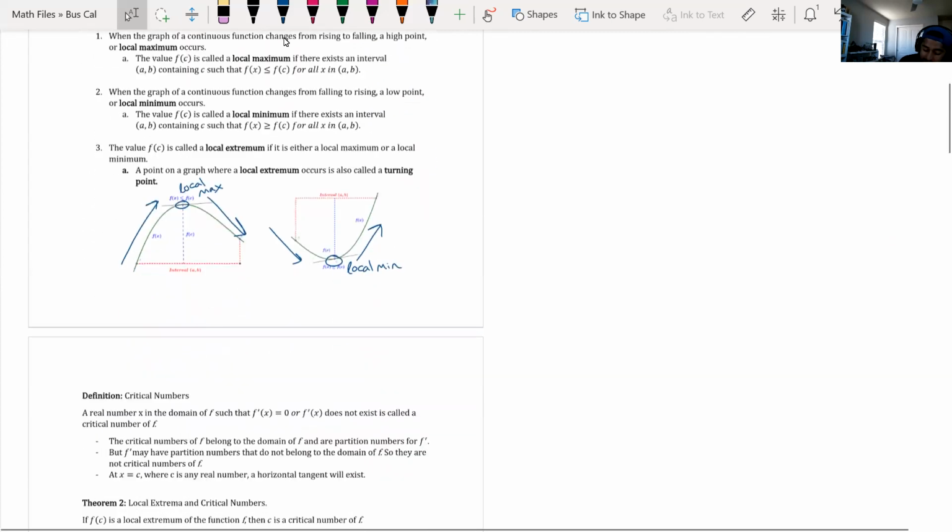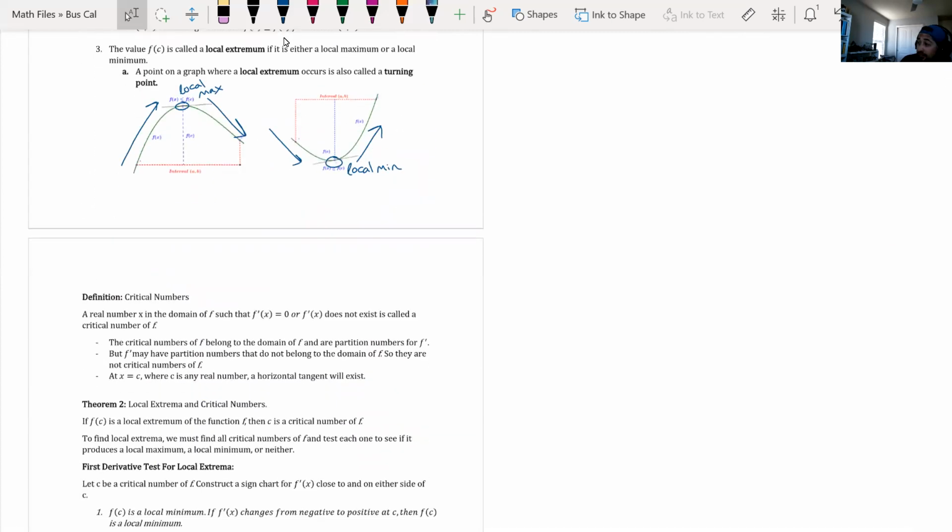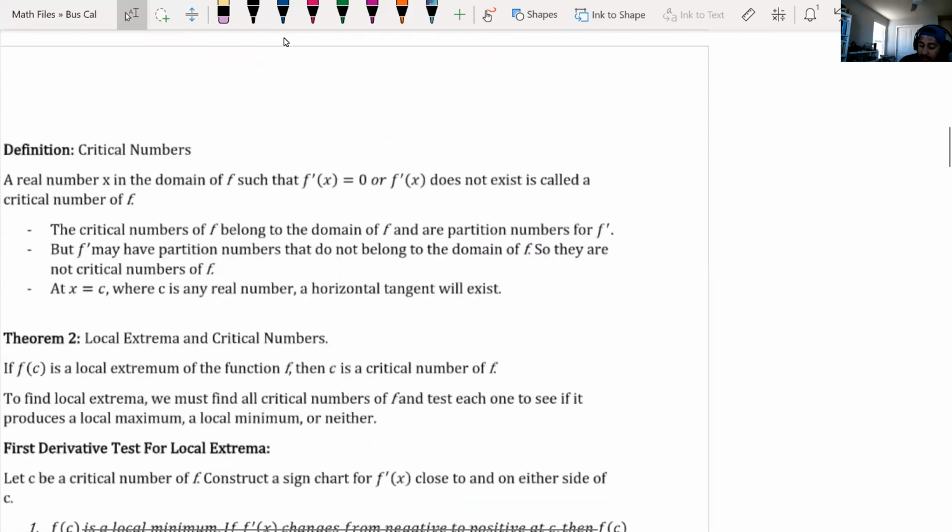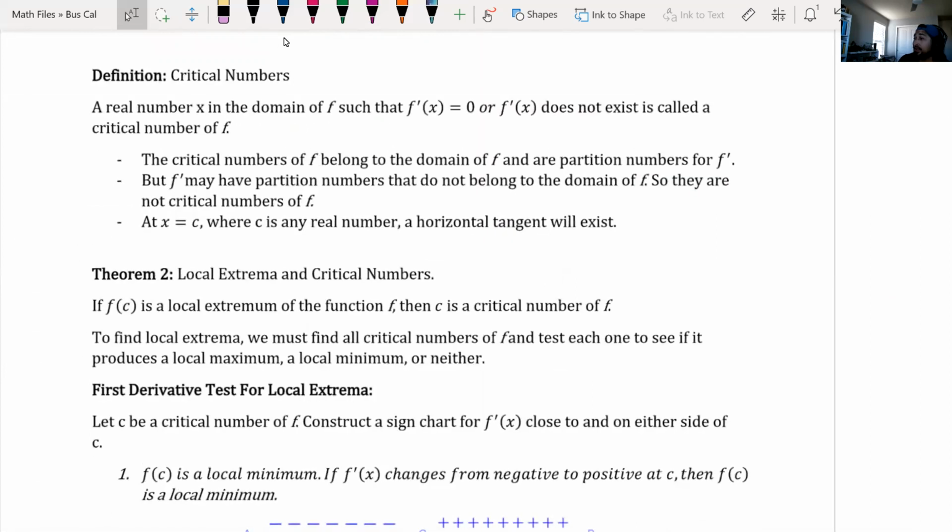Okay. So the next page, like I said, more definition, we get into critical numbers. A critical number is a number that we find from the first derivative. The definition says that a real number x in the domain of f such that the derivative equals 0 or the derivative does not exist is called a critical number of f. So this is telling us that to solve for a critical number, you'll take the derivative, you'll set it equal to 0, and you'll solve for x.